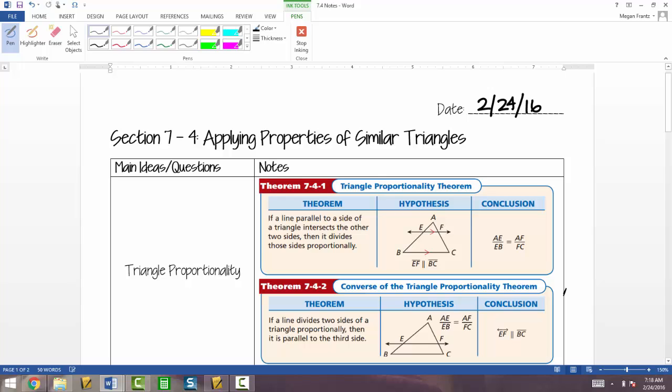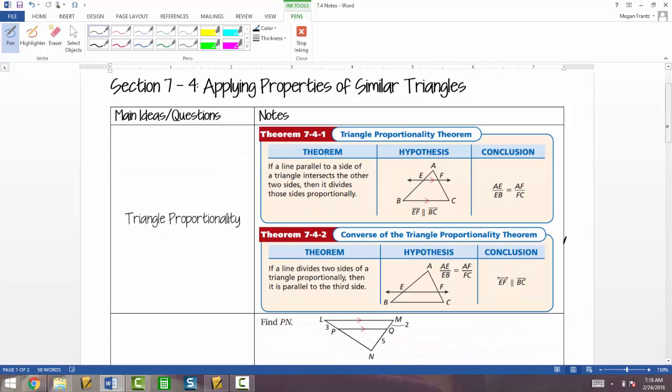7-4. We're going to use the things that we learned yesterday, the angle, the side, and side, to give us a couple new theorems and then be able to solve a couple more things. So the first theorem is the triangle proportionality theorem, and it says if a line parallel to a side of a triangle intersects the other two sides, then it divides those sides proportionally.